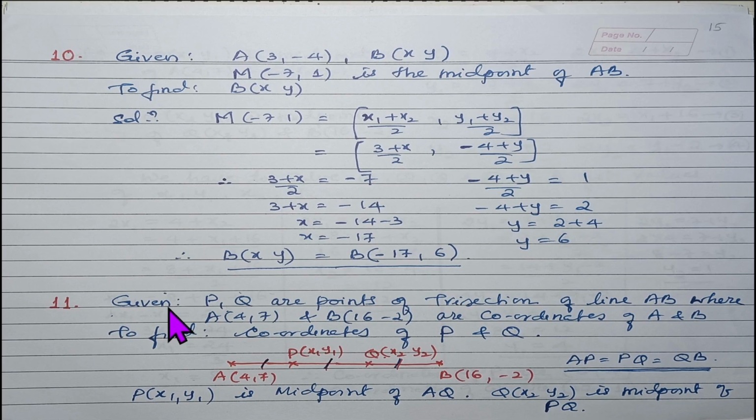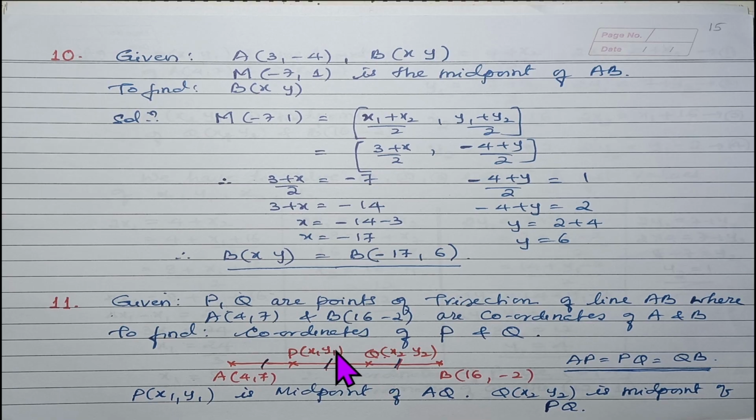Now coming to the next example, that is the 11th example, we are given P and Q, the points of trisection of line AB, where A (4, 7) and B (16, -2) are the coordinates of A and B. So let us understand what is the meaning of this. We are given a line segment AB. The coordinates of A are (4, 7) and B are (16, -2), and there are two more points marked on the line segment AB, that is P and Q.